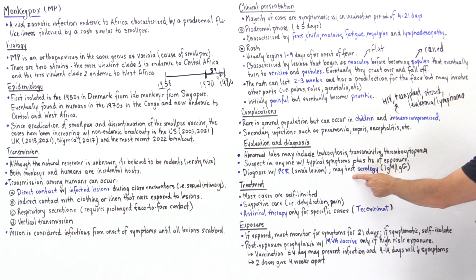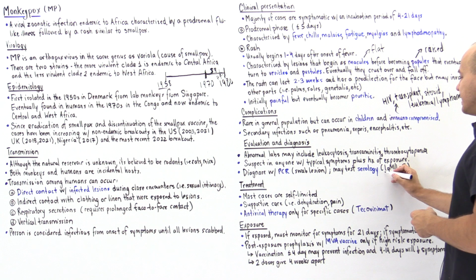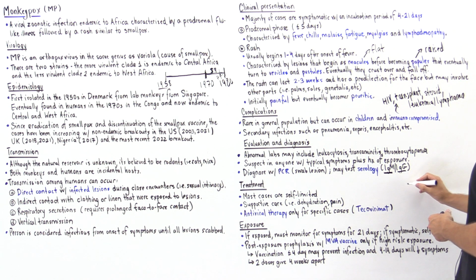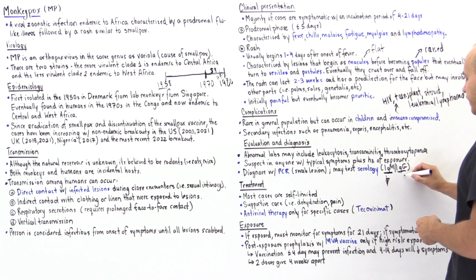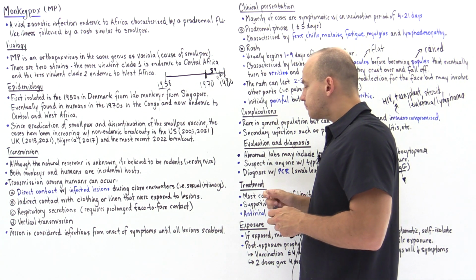So just because this is negative doesn't mean that the patient is not infected, because it takes time for IgM, immunoglobulin M, and immunoglobulin G to actually become positive. So this is a marker of a recent infection. This is a marker of a more distant infection.